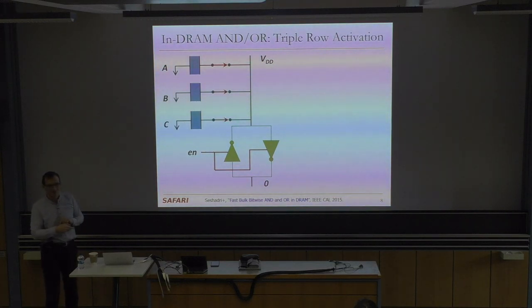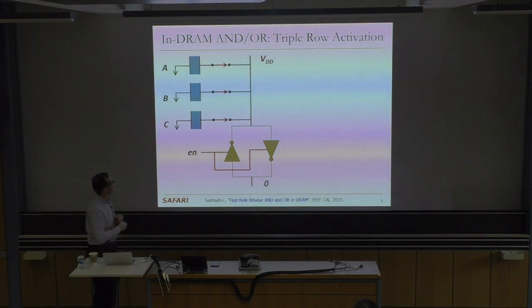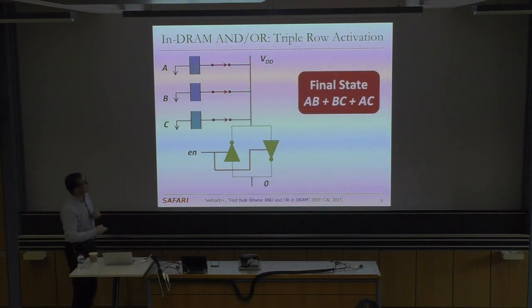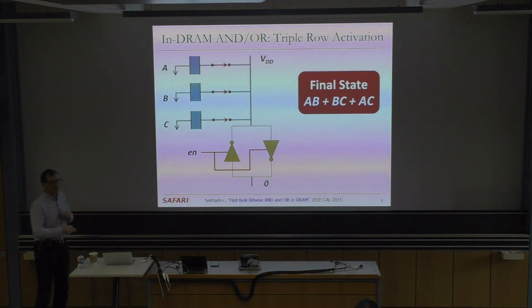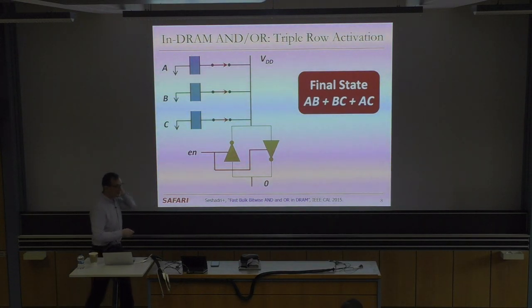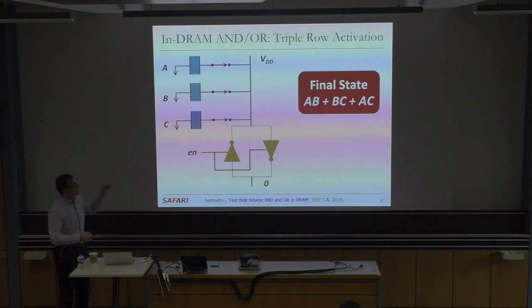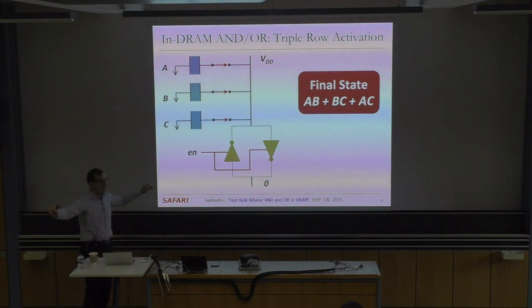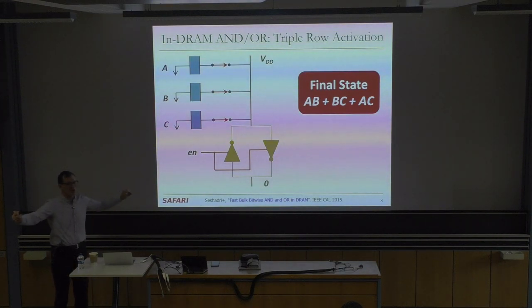Make sense? Okay. You can do the other way around with at least two cells discharged also, then you would get VDD minus something over here, and then you would get zero over here. So basically the final state after you do triple row activation is a majority function. That's what the majority function is in Boolean logic, right? Which implies that you can do a bitwise majority function across a row. I think this is very powerful actually. Bitwise majority is a very interesting function.